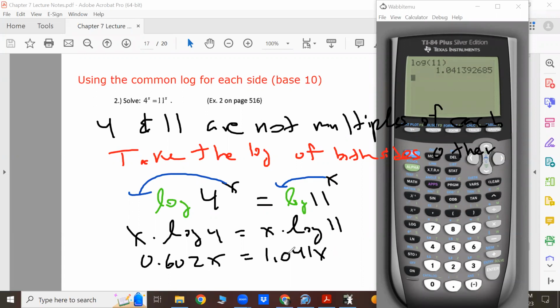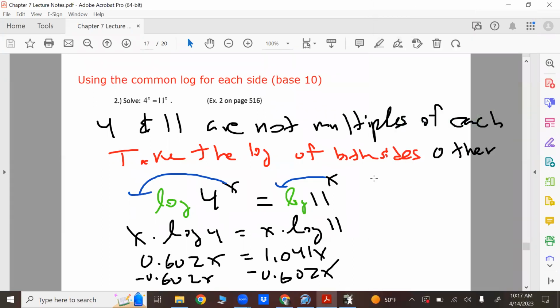Okay, so you have that. Now, what do you think x is going to equal at this point? If I subtract both sides by 0.602x, if I combine like terms, let me lower my calculator here. Yeah, so if I subtract both sides by 0.602x, you get 0 equaling 0.339, I think, which is correct. X is just 0, exactly.